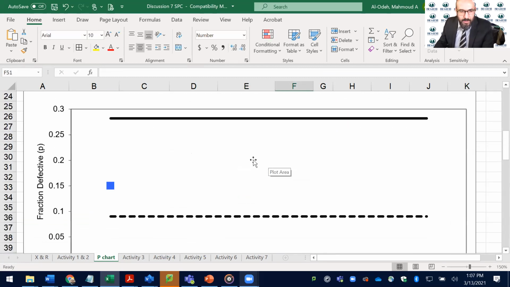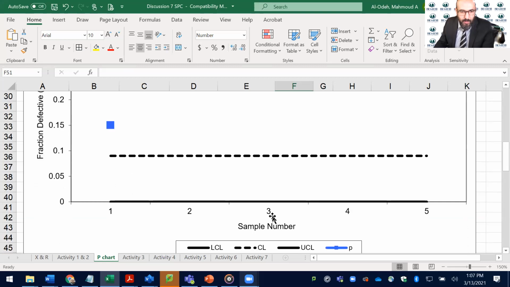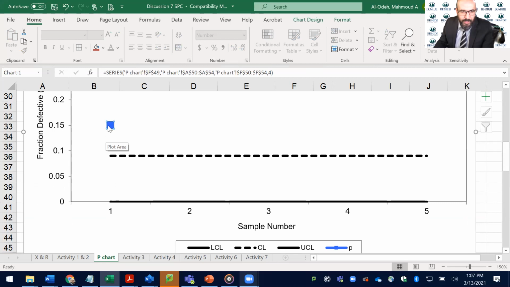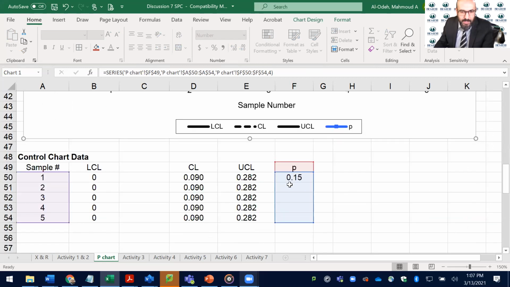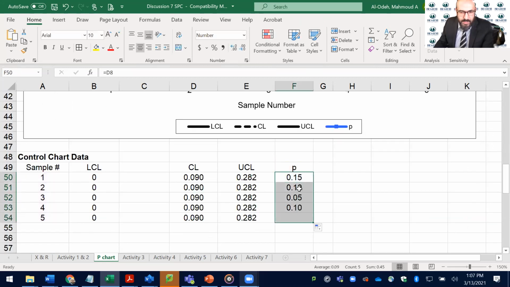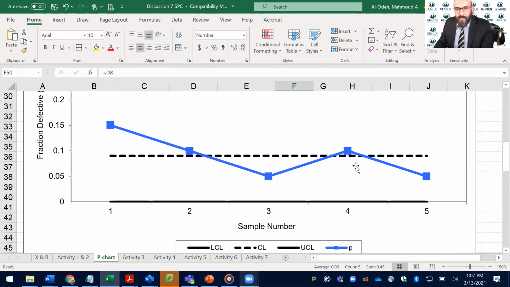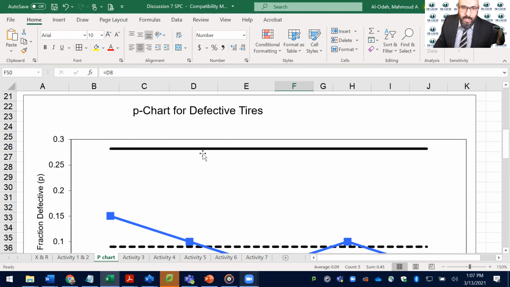And now, as you see, look at the chart. We have an upper control limit, lower control limit, and a center line, and the first point has been established here. And now let's do the same thing. And now we have created the P chart for this activity.